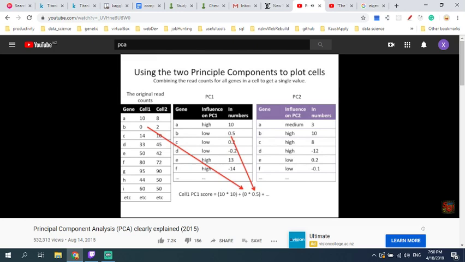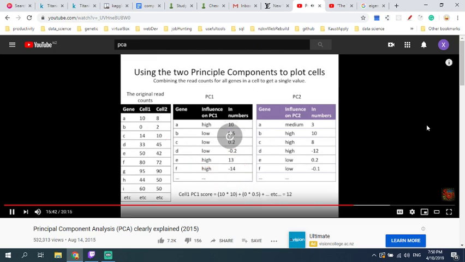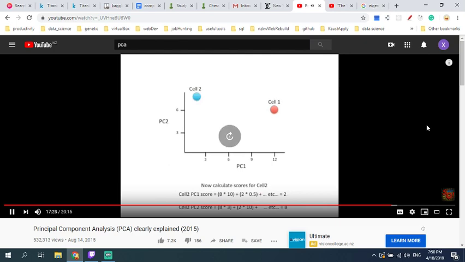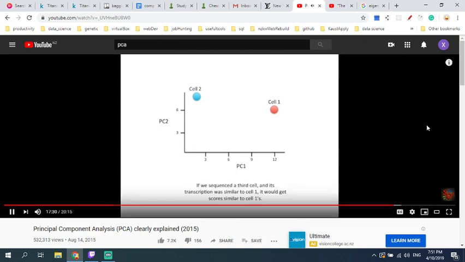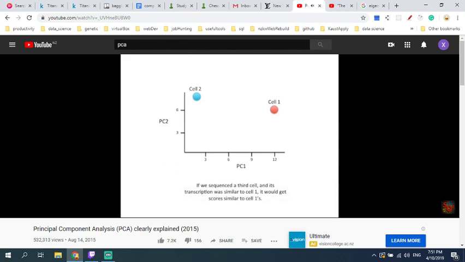The second part of the summation is the read count for gene B multiplied by its influence. We do the same thing for principal component 2, except instead of using the weights for PC1, we use the weights for PC2, and do that for all genes. Now we've got values for principal component 1 and principal component 2. We then plot cell 1 using these two scores, and any cell with similar read counts would get scores similar to cell 1's.